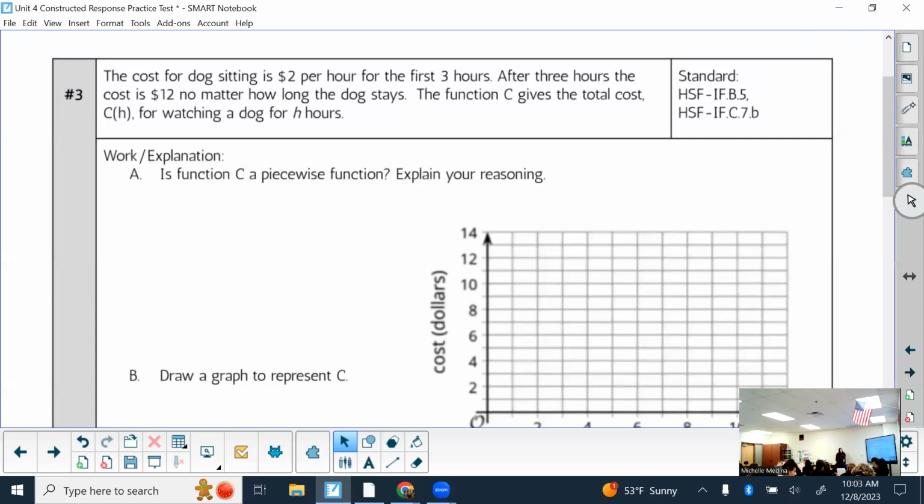The cost for dog sitting is $2 per hour for the first 3 hours. After 3 hours, the cost is $12 no matter how long the dog stays. The function C gives the total cost for watching the dog for H hours. Is function C a piecewise function? Yes or no? Okay, why do you say no? Okay, so yes or no then?